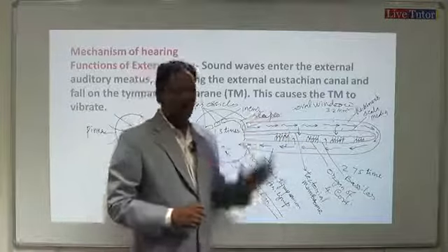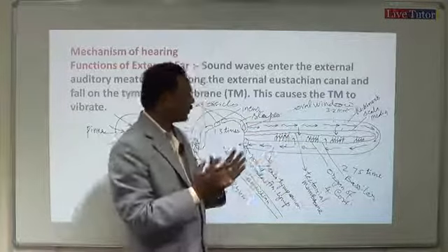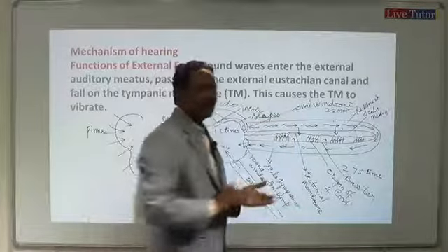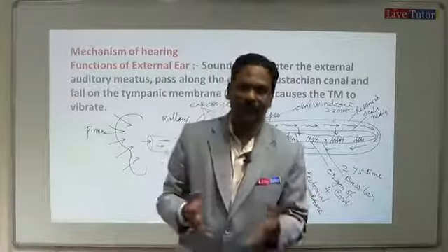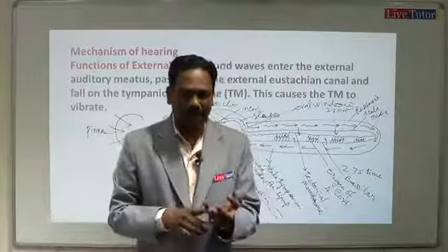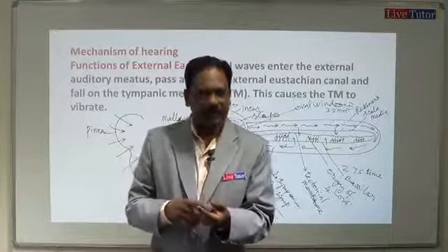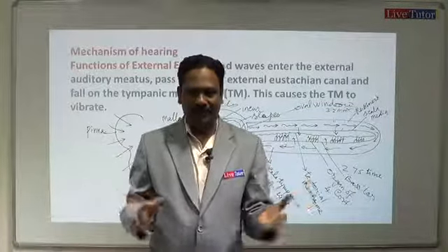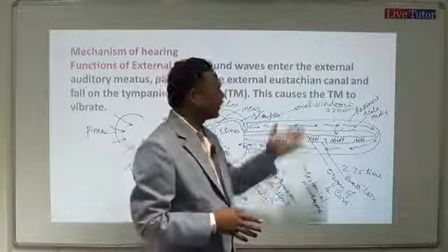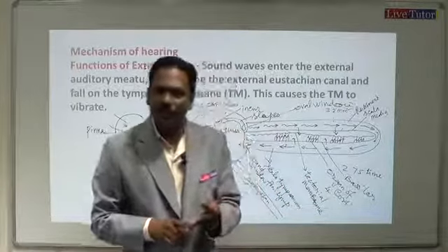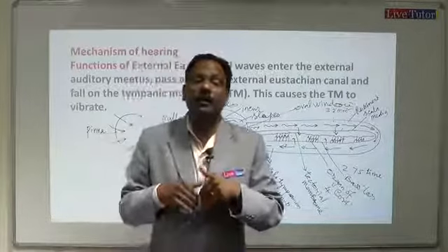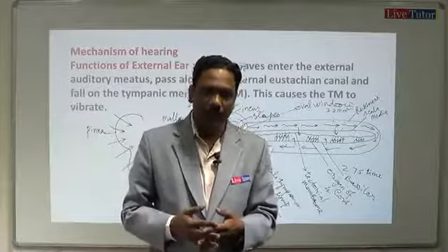Then go to the cochlea. The cochlea is the organ of hearing, that means the inner ear. The inner ear is a membranous labyrinth made up of the cochlea, semicircular canals, sacculus, utriculus, and so on. The cochlea is the organ of hearing. The semicircular canals, utriculus and sacculus are involved in what? Body balance.